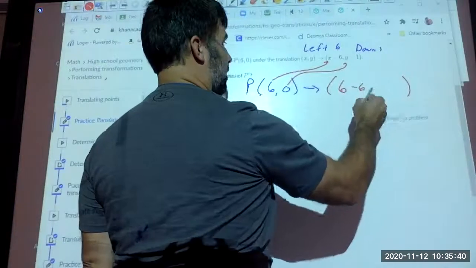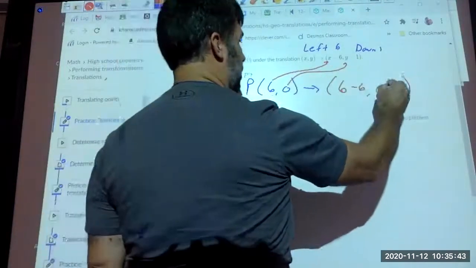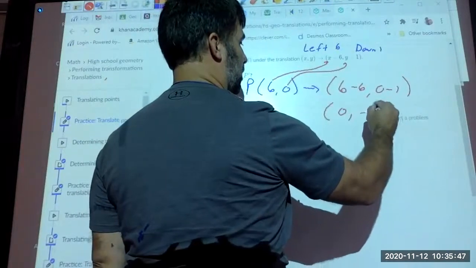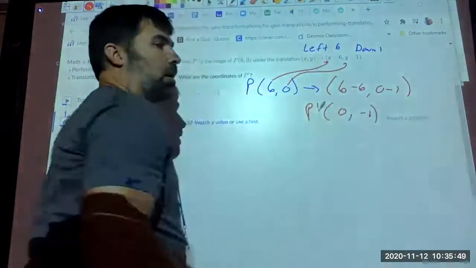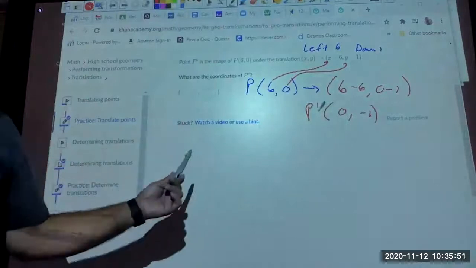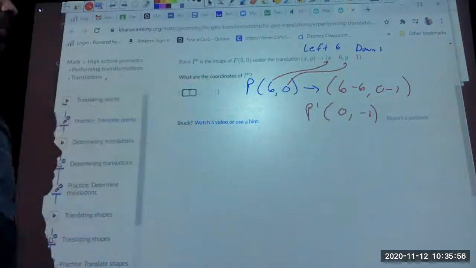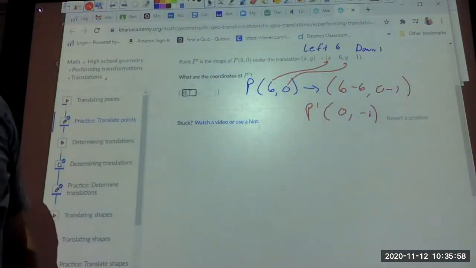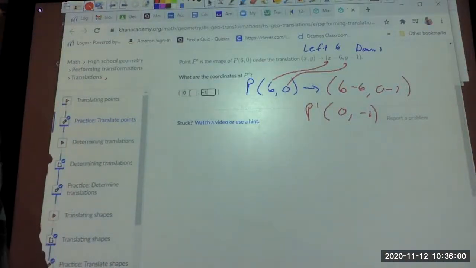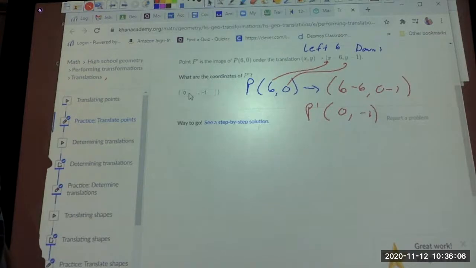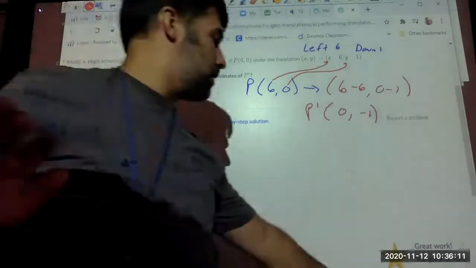So 6 minus 6, and then y is 0, 0 minus 1. 6 minus 6 is 0, 0 minus 1 is -1. That would be my new P prime. And if you don't have to write it out, don't write it out. If you can kind of think about it, that's fine. But you've got 4 questions on this, and you have to get at least 3 out of 4. If you need to take the time to write it, take the time to write it. Okay, so next one.